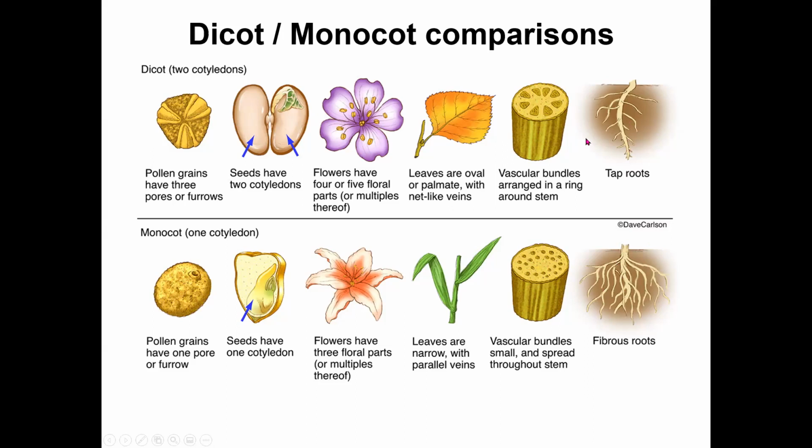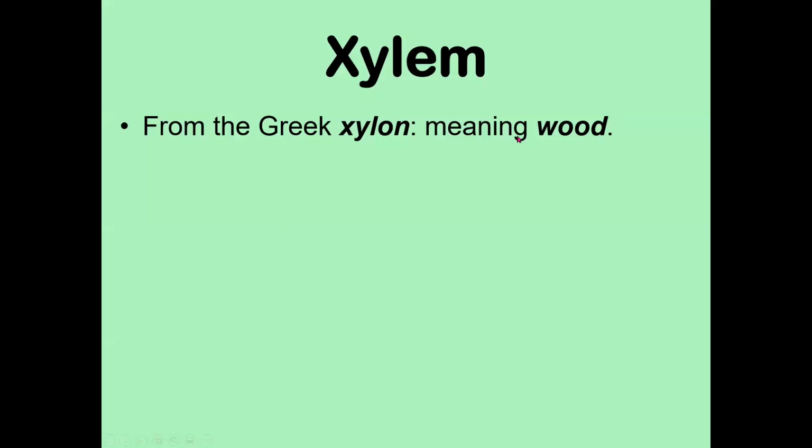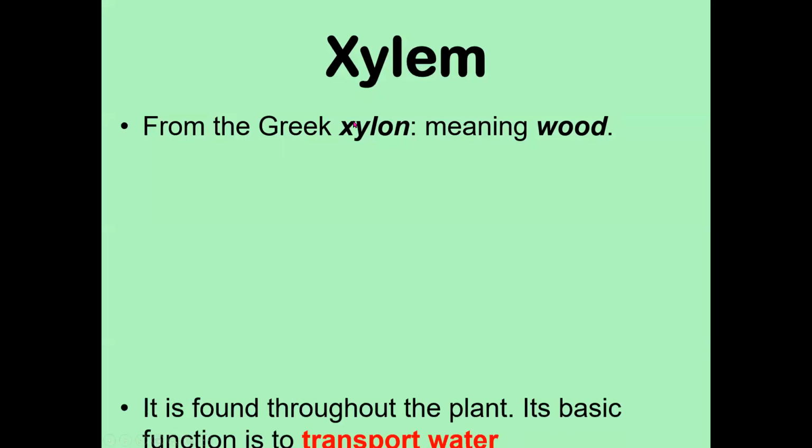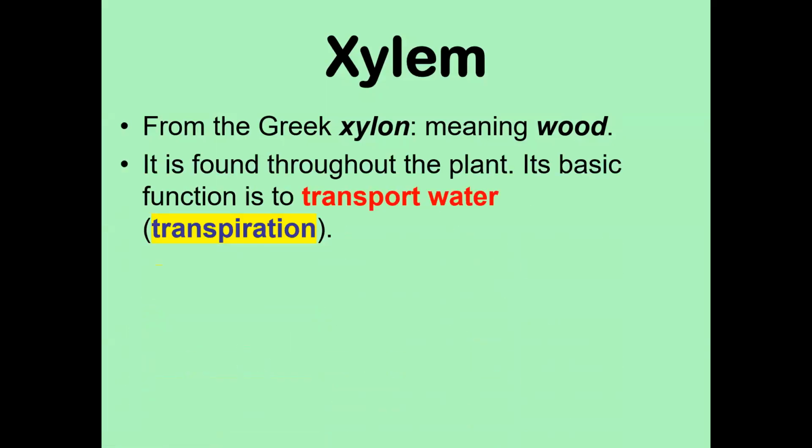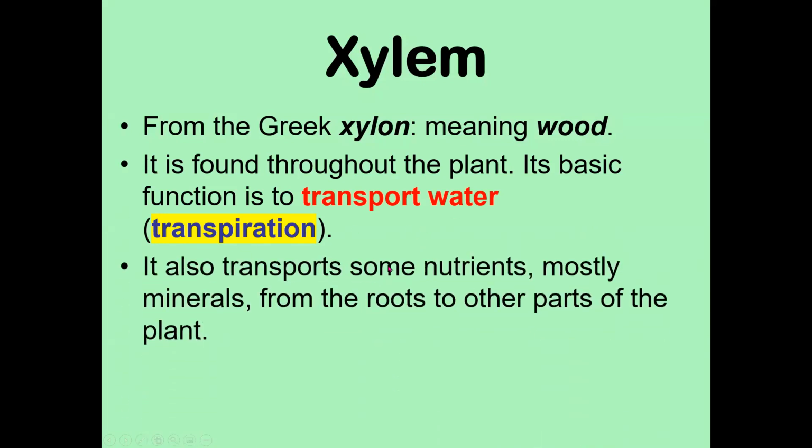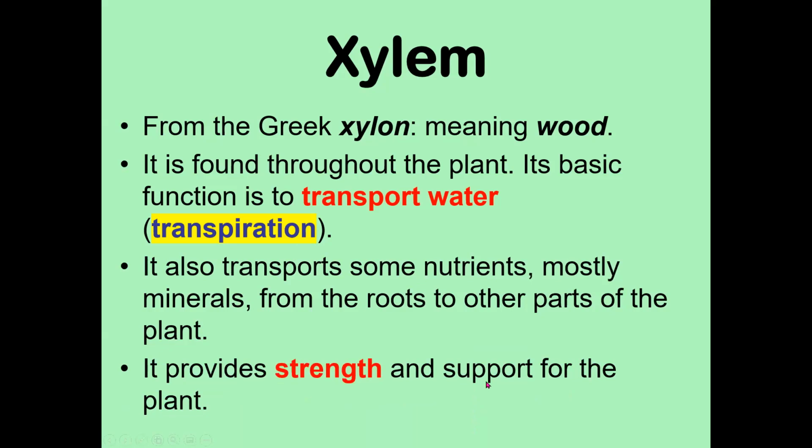It's straight down. Okay, so xylem, from the Greek xylon, basically means wood. It goes right through the plant, and its main function is to transport water. That process of water transportation is called transpiration. It also transports nutrients and minerals from the soil, and it provides strength. The xylem is very woody.